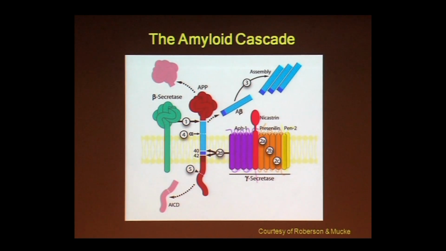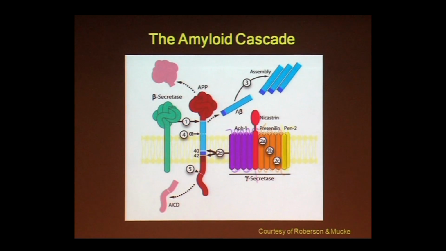Now, how do plaques and tangles form? Well, I'm going to get a little molecular here, but I'm going to walk you through everything. Let's start with the amyloid plaques. They begin with a protein called the amyloid precursor protein, or APP, and this is a protein that sits in the cell membrane. So here's the membrane of the cell.